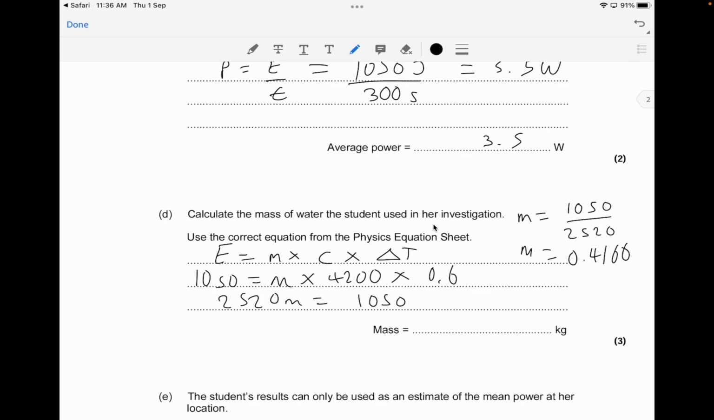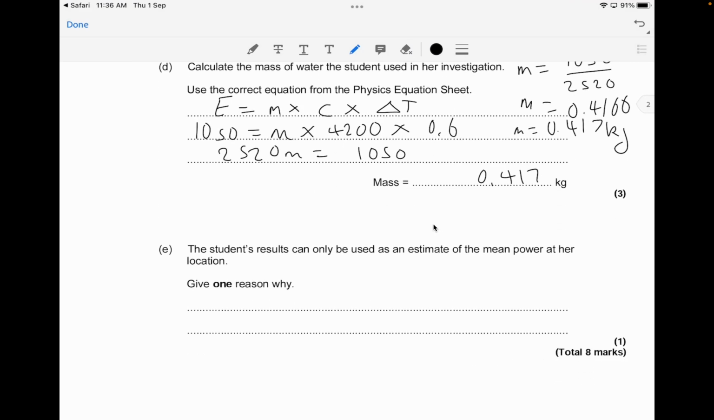Now that is going to be your answer for about 3 marks. So you have to maybe convert it to about, let's say, 3 decimal places just to keep it fair. So you have 0.417 kilograms. That's going to be your answer for about 3 marks. Let's move on to the next question.